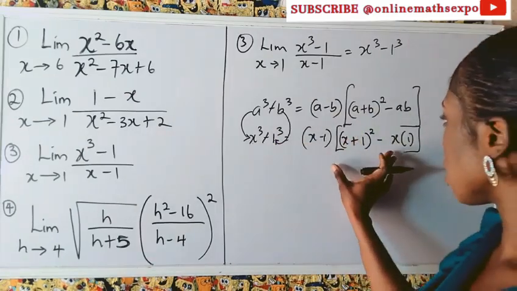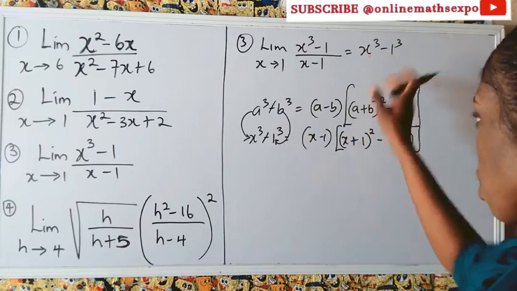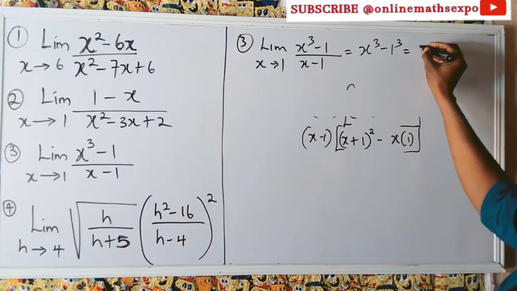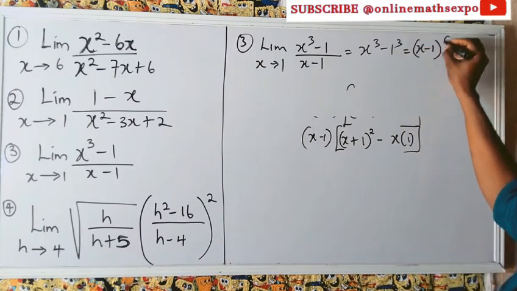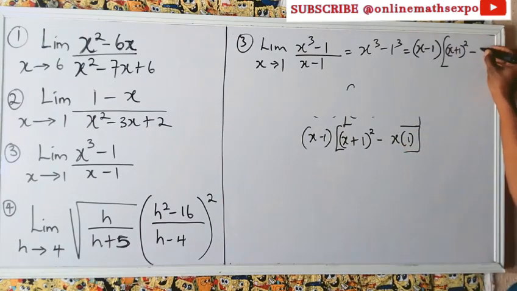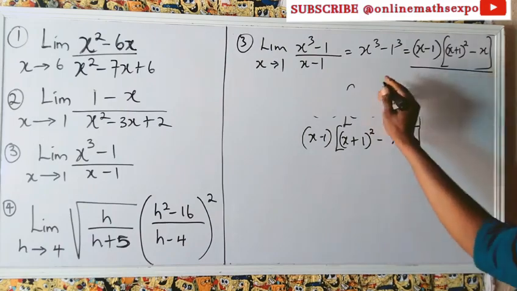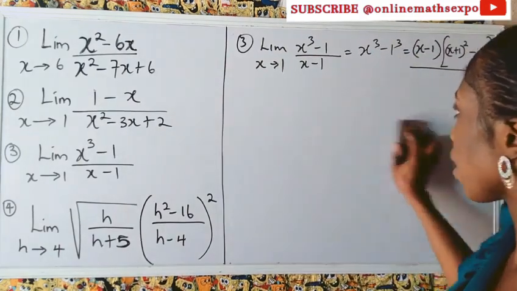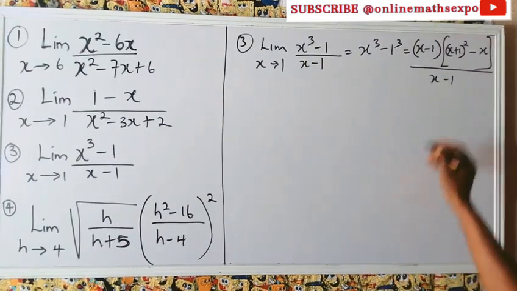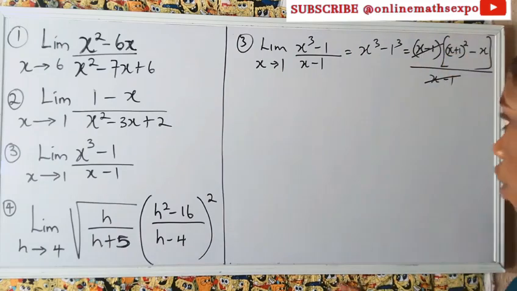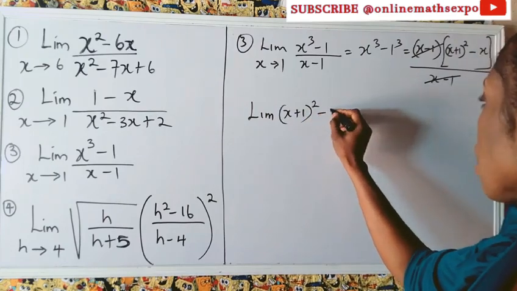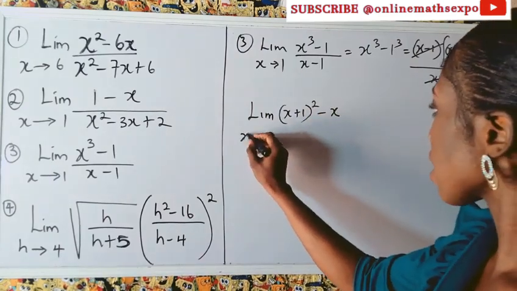So what it means is that this is what we're going to have for this. We fix it there to have (x - 1)(x + 1)... squared minus, if you multiply this, it gives you x, all over. For the denominator, what do we have there? It still remains x minus 1. So at this point, this can cancel this, they are the same. So we're going to have the limit of (x + 1)² minus x as x approaches 1.